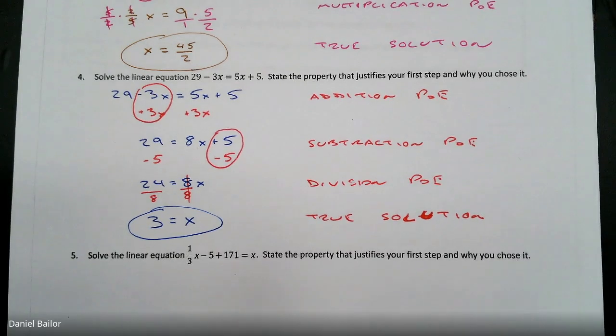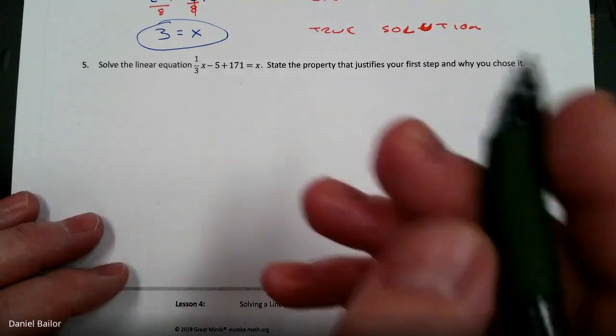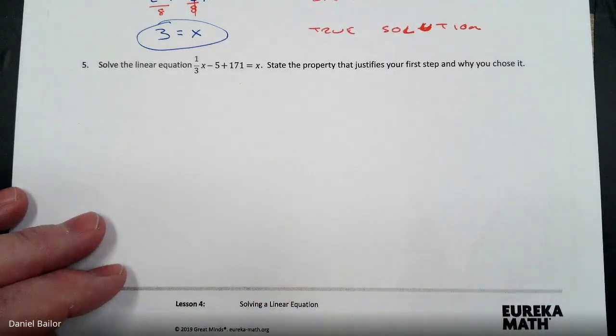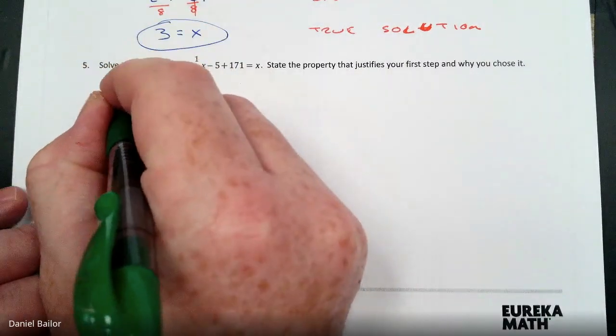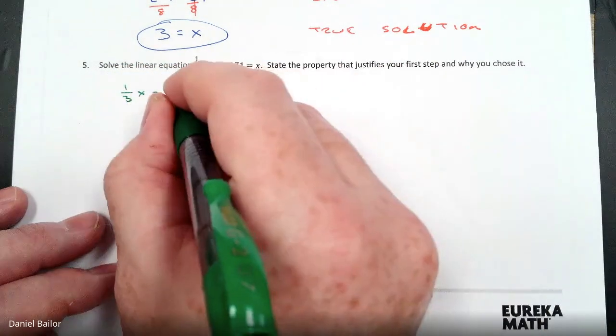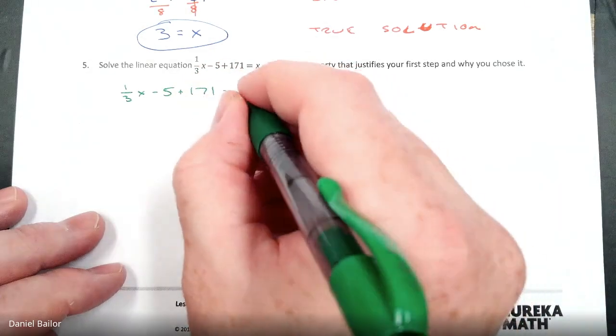Let's work on number 5. Last exercise we're going to do together. Solve this linear equation. Show your justification. So let me copy it. 1/3 x minus 5 plus 171 equals x.